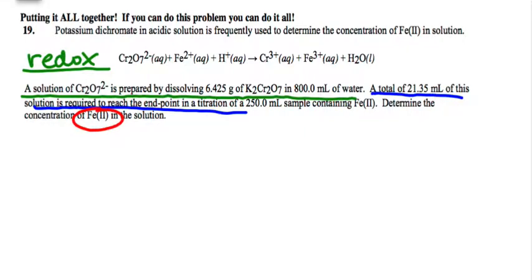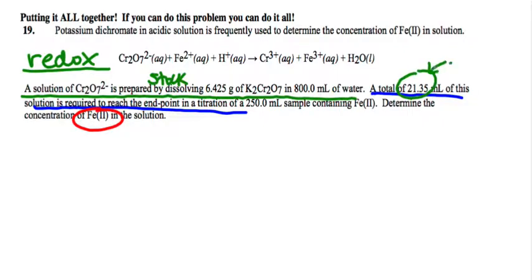So ultimately, this first solution we have to make is a stock solution. It's kind of similar to the NaOH in your titration lab. Did you guys know the concentration of that NaOH in the titration lab? Yeah, you had to. So they're giving us everything we need about that potassium dichromate stock in order to figure out its concentration. Once we know its concentration, we can then utilize the titration information.